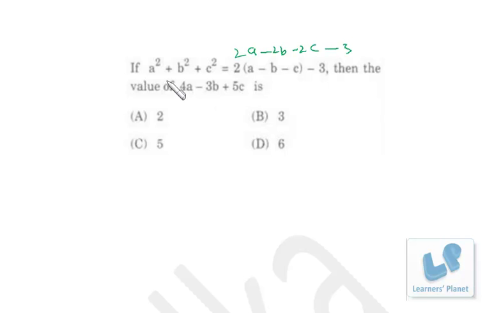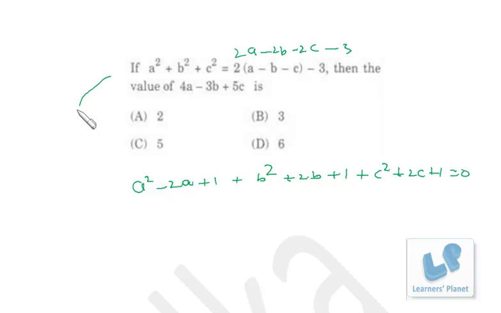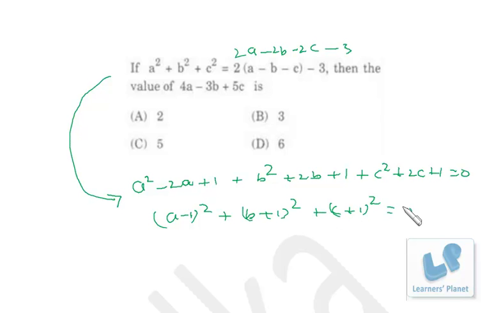So if we take 2a to the left hand side, it will be a square minus 2a, and from minus 3 I am taking minus 1 this side, so it will be plus 1, right? Similarly it is b square, this minus 2b on the left hand side, so it will be plus 2b and then plus 1, plus c square plus 2c plus 1 is equal to 0, right? So this expression is rewritten in this format, right? Now what? This is what? A minus 1 whole square. This is what? B plus 1 whole square. And this is C plus 1 whole square, right?